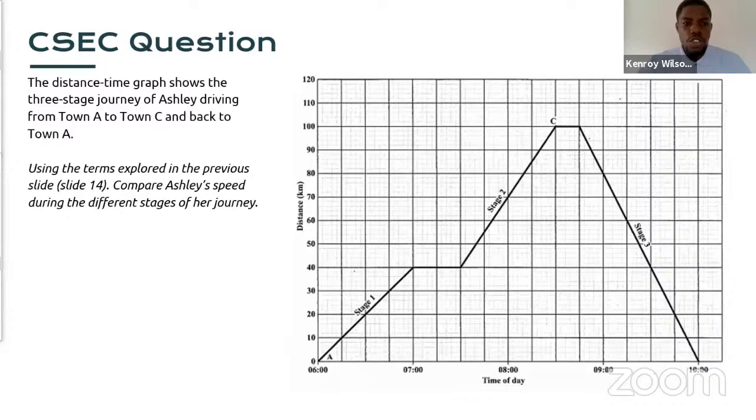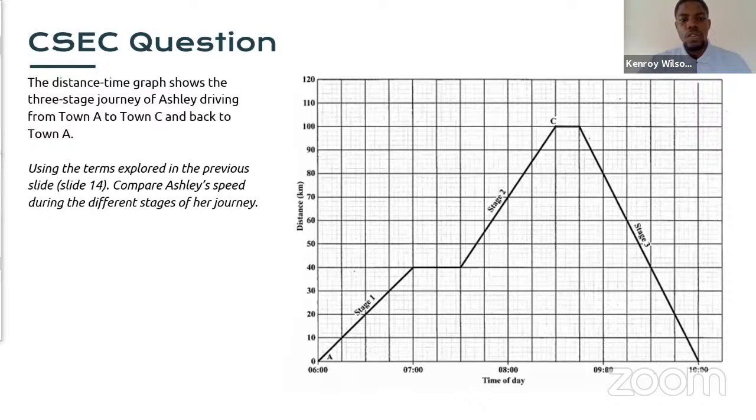Now, at this point, some of you may think, how will we look at lines and think about what is happening? But just keep in mind the things we have been discussing already. We were thinking about the gradient of the line, what the steepness of the line means, and what it means if one line is steeper than another in relation to speed. We also looked at what it means if the line is flat, and what is happening in a journey. So here, we're going to be thinking about Ashley's speed during the different stages of her journey.